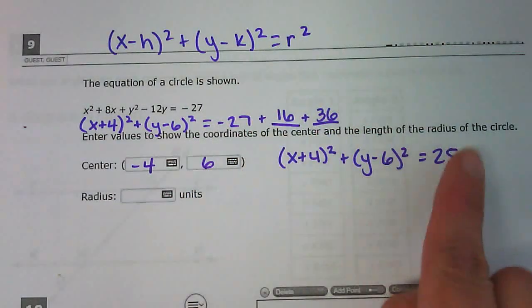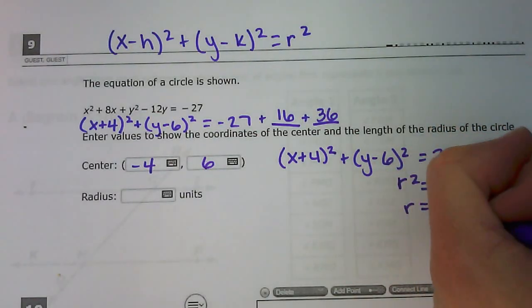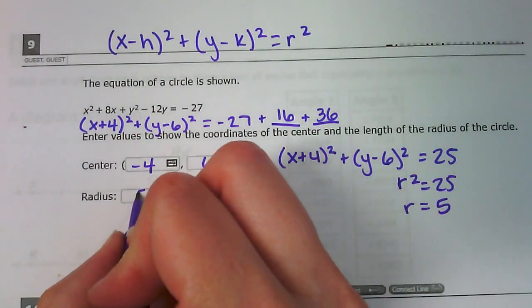This is r squared, so in order to get r, we have to take the square root. So we take the square root of 25 and get 5.